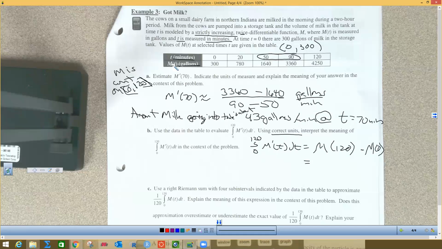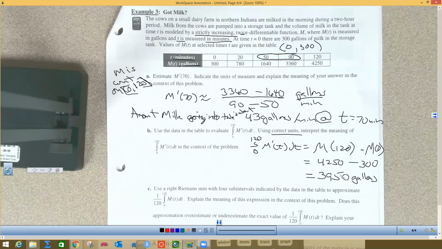So up here's capital M. So M at 120 is 4,250. And then at time 0 is 300. So again, you could leave that as your answer, but it's 3,950. And again, we are doing the inverse of this. So this is gallons of milk, okay? Gallons, that is in gallons.